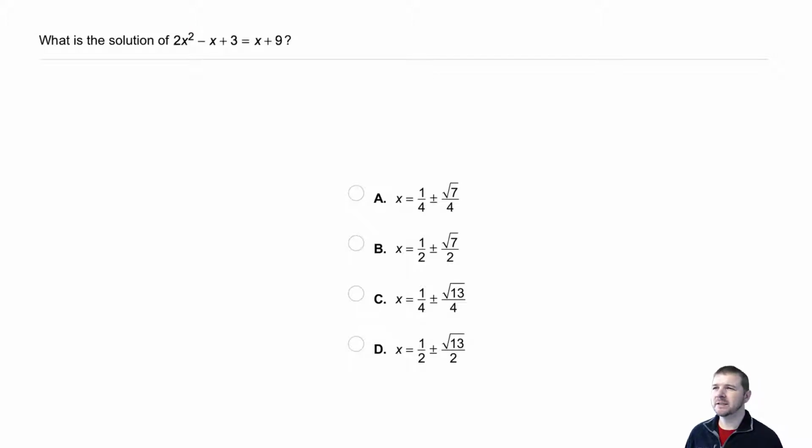Your turn. What is the solution of 2x squared minus x plus 3 equals x plus 9?